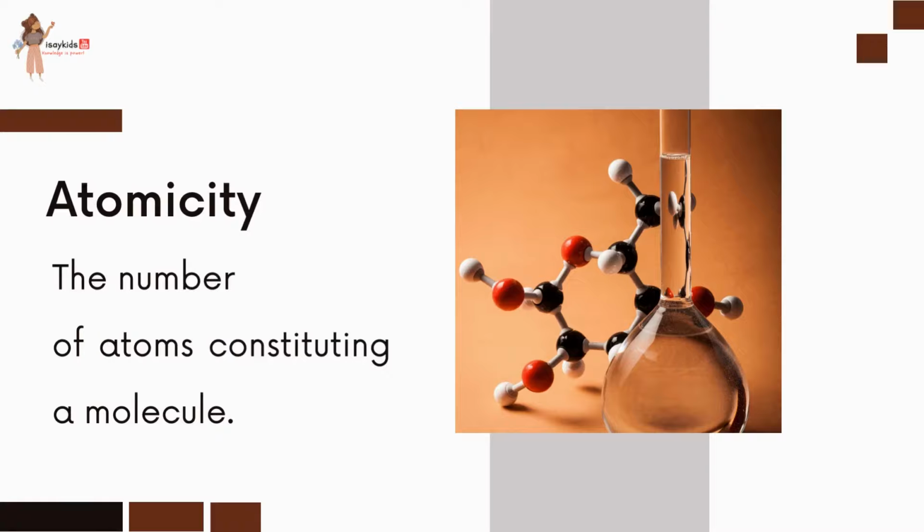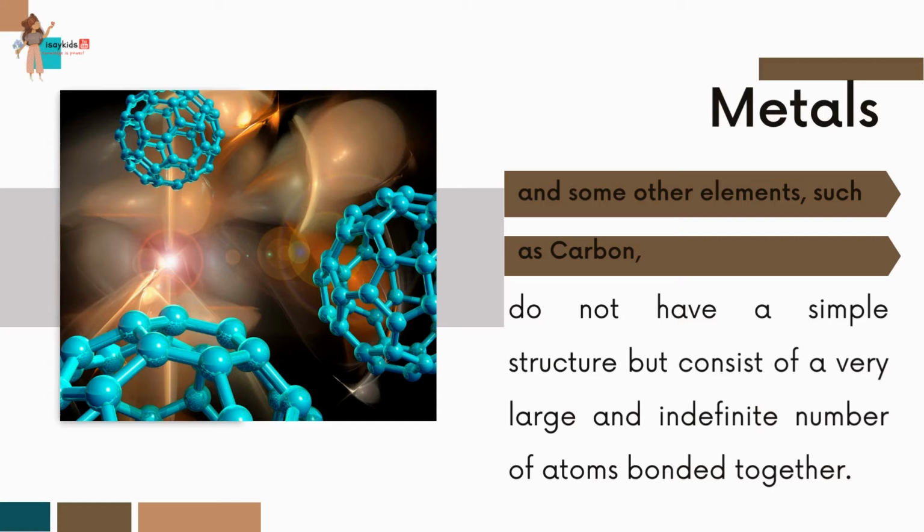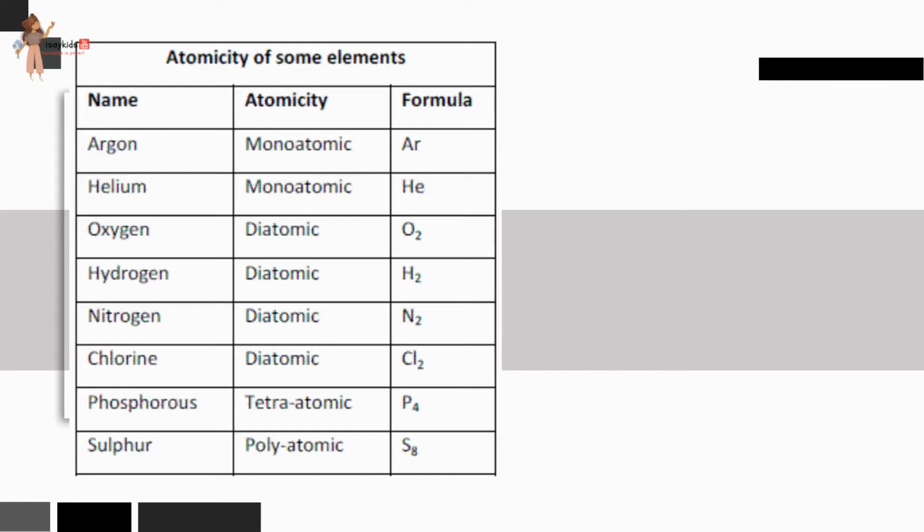The number of atoms constituting a molecule is known as its atomicity. Metals and some other elements such as carbon do not have a simple structure but consist of a very large and indefinite number of atoms bonded together. Let us look at the atomicity of some nonmetals.